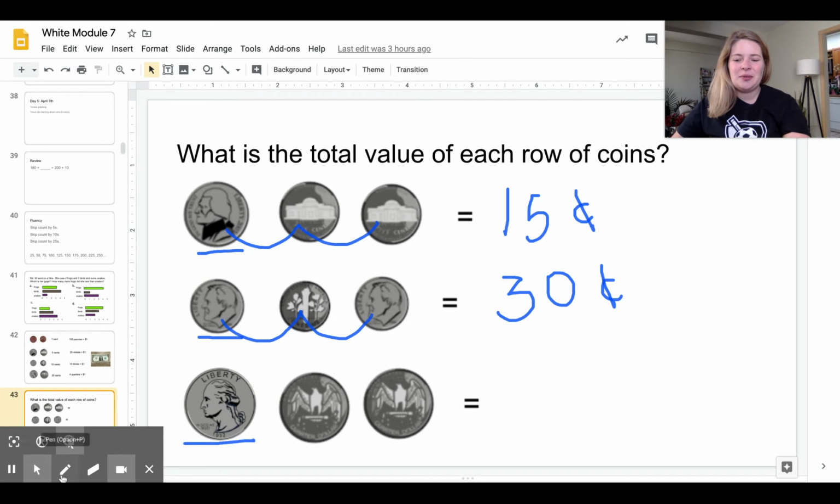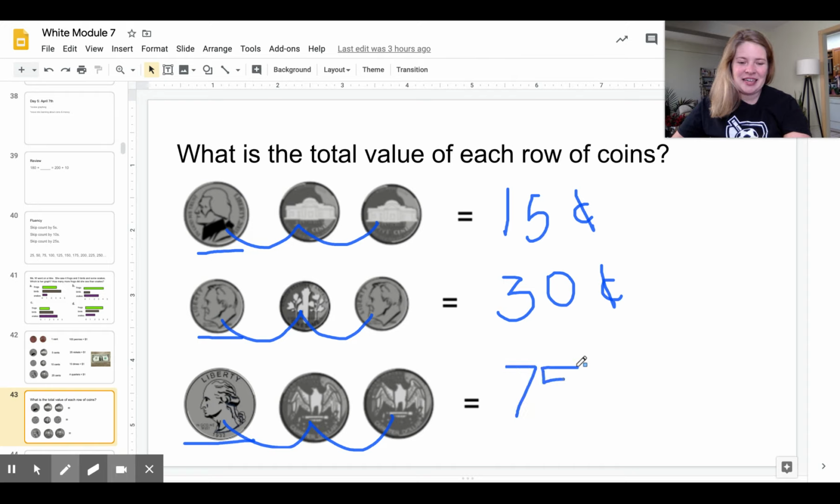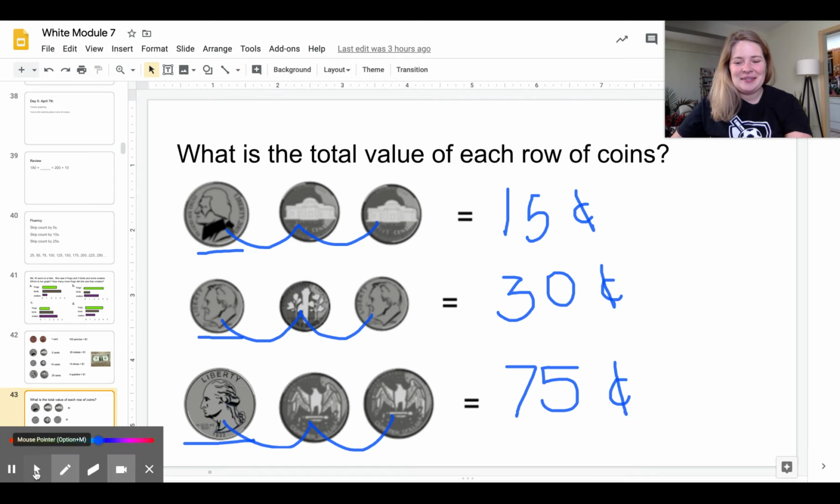Here, we'll do 25. 25 plus 25 is 50. Plus 25 is 75. So 3 quarters equals 75 cents. Friends, this is challenging. It will take time to remember, but I know that with your skip counting abilities, you can do this. Let's challenge ourselves with the next slide.